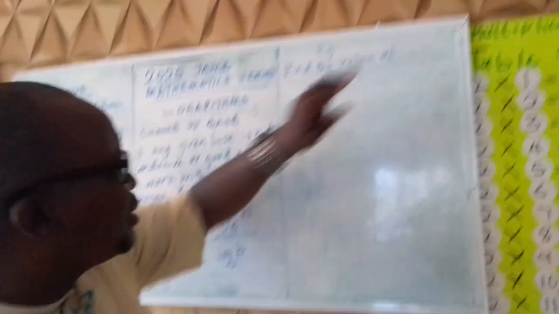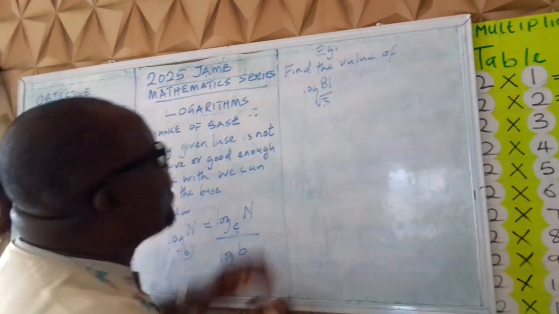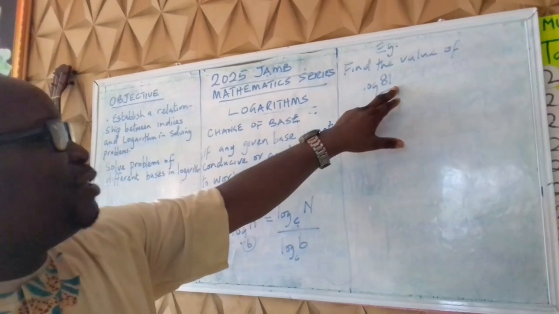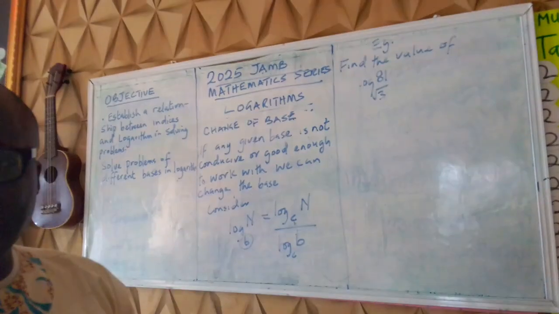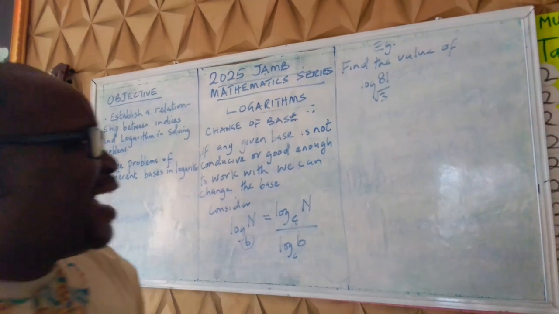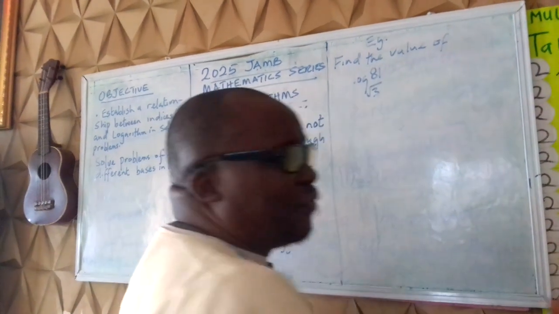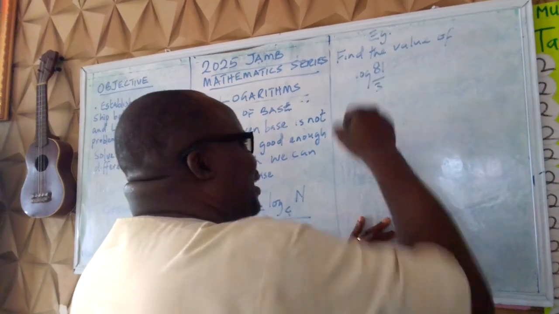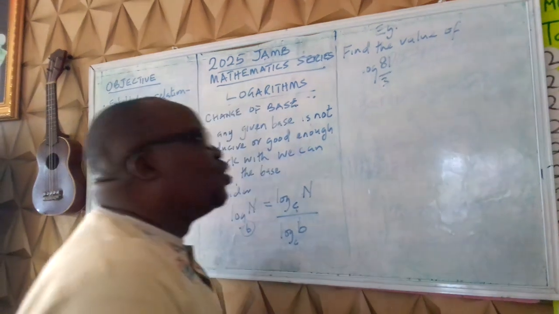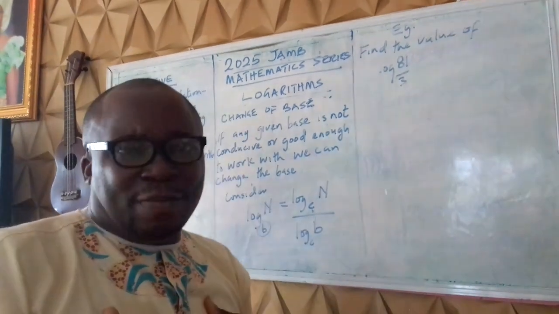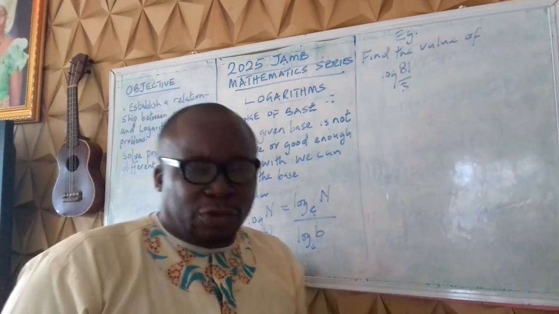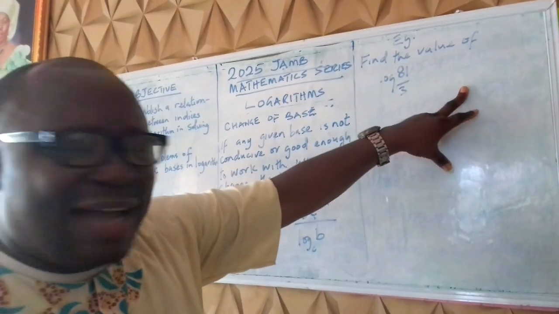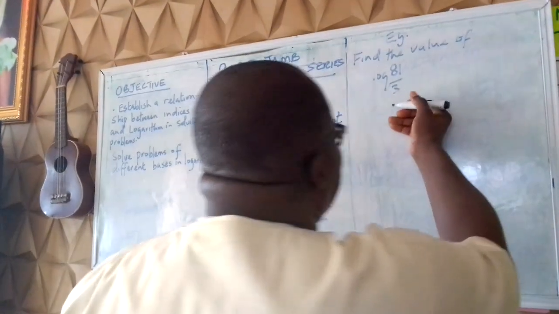So let's consider the value of this expression. They say find the value. This is a typical JAM question. Find the value of the logarithm of 81 to the base square root of 3. I know that 3 is a factor of 81. So instead of using the square root of 3 as the base, I want to change it to base 3. I have decided on my own, not under any force, because I'm interested in getting the value. That's what the question asks for. So I decided to use base 3.